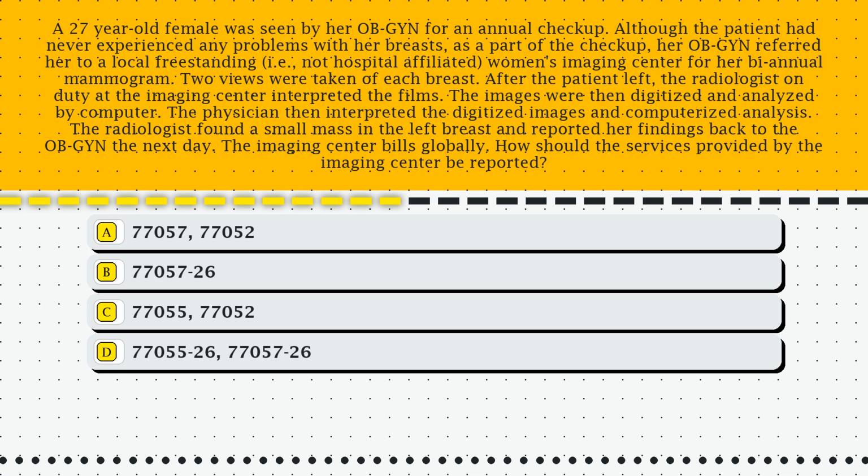The radiologist found a small mass in the left breast and reported her findings back to the OBGYN the next day. The imaging center bills globally. How should the services provided by the imaging center be reported? Option A: 77057, 77052. Option B: 77057-26. Option C: 77055, 77052. Option D: 77055-26, 77057-26.